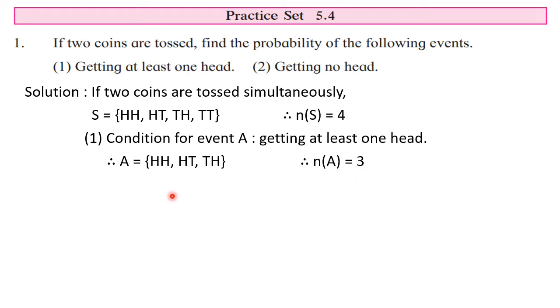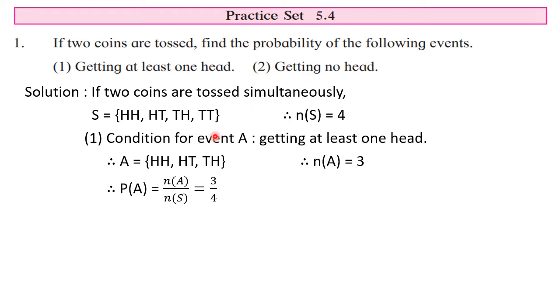Now from this, we can write down the probability of event A as P of A is equal to N of A upon N of S, that is 3 upon 4. Writing the formula is compulsory. Every time you need to write down the formula. So here we have expressed the probability in fractional form. There is no need to express it in decimal form. You have to keep it as it is. Now let us see what is event B.